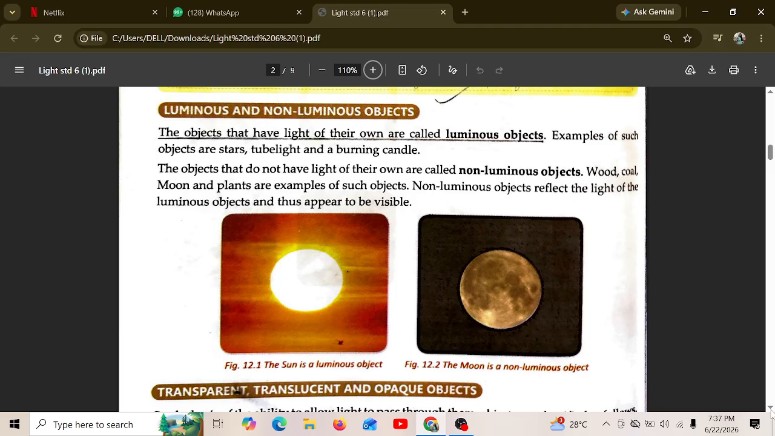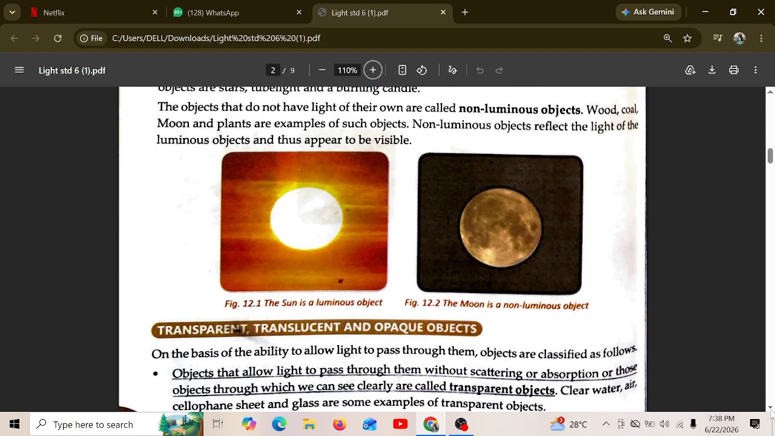But one important note, children, do not get confused between the sources of light and the luminous and non-luminous objects, because the sources of light have been differentiated into 2 parts. One is man-made part and one is natural part. Now, luminous objects cover the 2 sources of light. It can be an artificial one, it can be a natural one as well. So don't get confused there. Luminous objects cover both the types of sources of light.